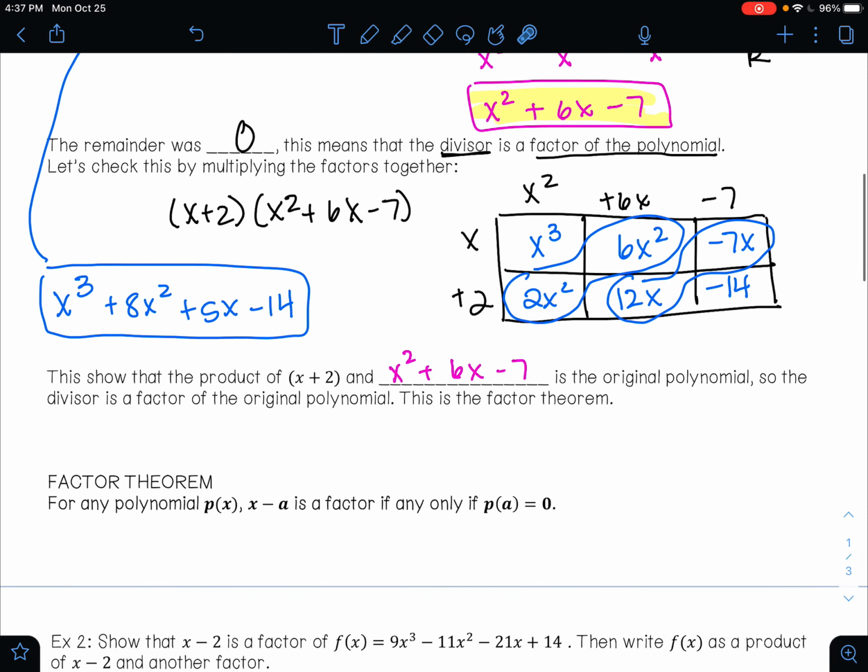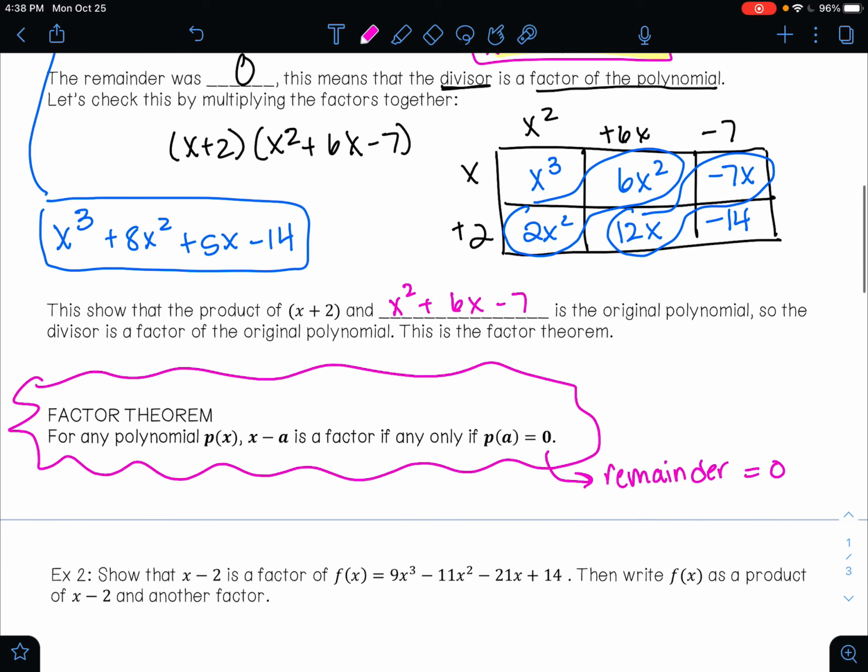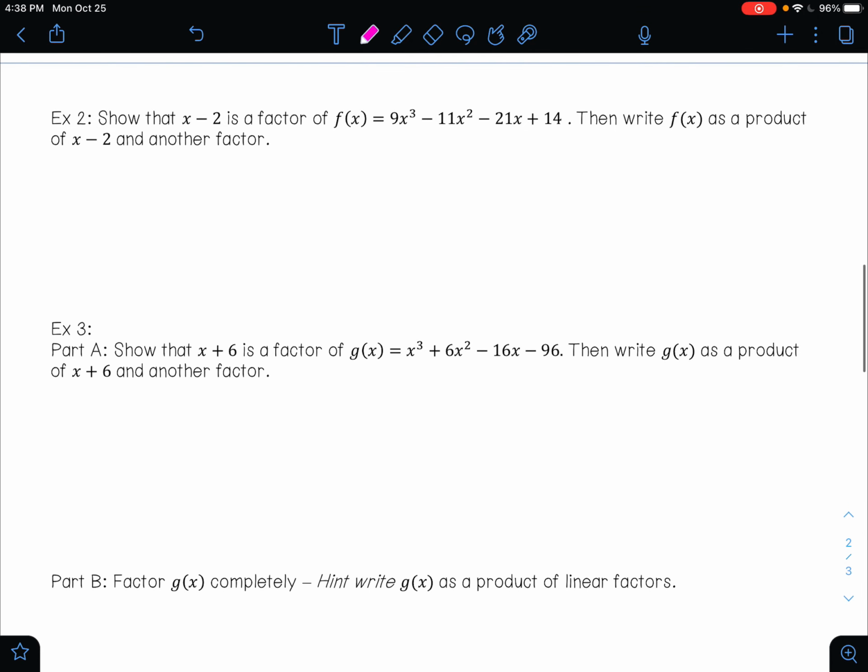So this factor theorem is written down here, and it says for any polynomial p of x, x minus a is a factor if and only if p of a is 0. And again, this part right here is saying if the remainder is 0. So it is a factor if your remainder is 0. So let's look at that on example 2.